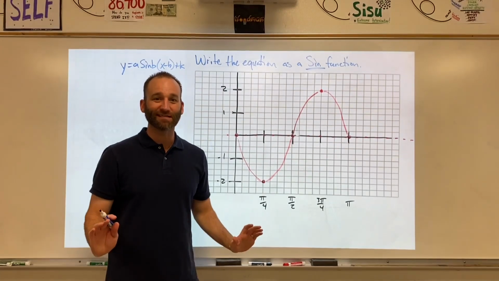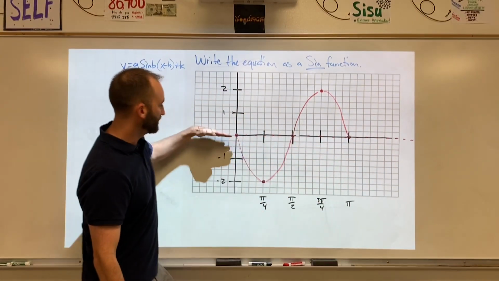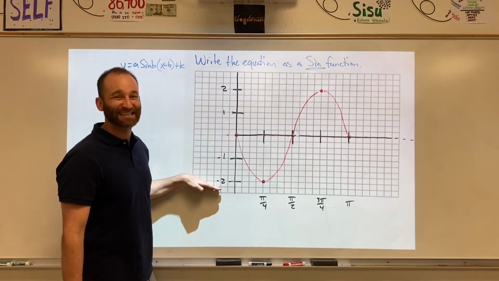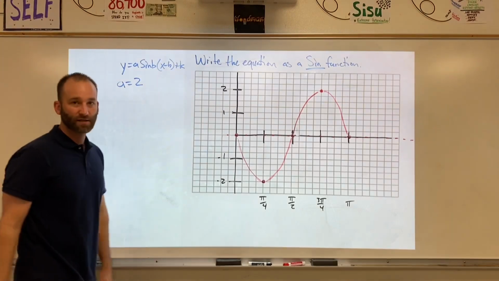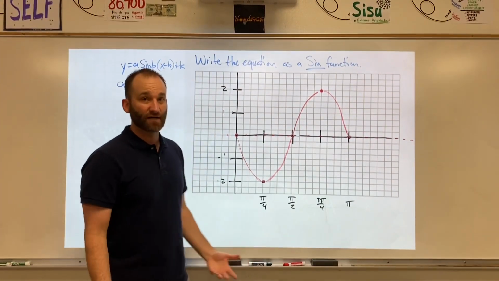Let's start with the easy stuff, like the amplitude. I can see where the middle of the curve is. And from the middle to the top is 2. Same from the middle to the bottom is a distance of 2. So that means my amplitude, or a value, is 2. That took a few seconds. That wasn't hard.